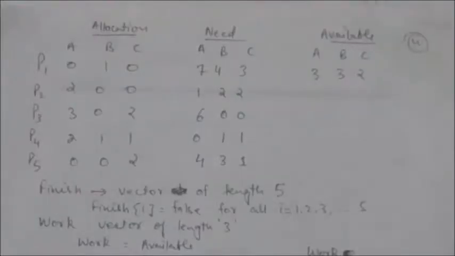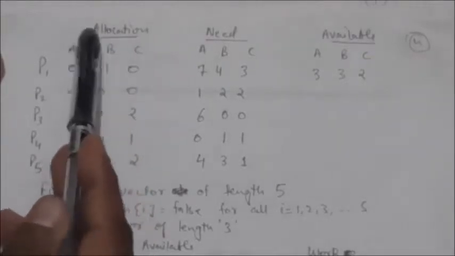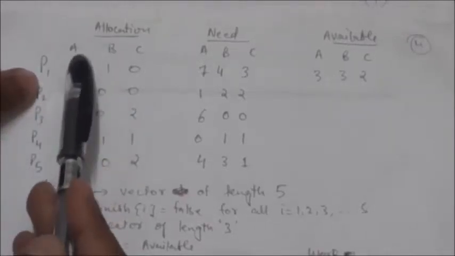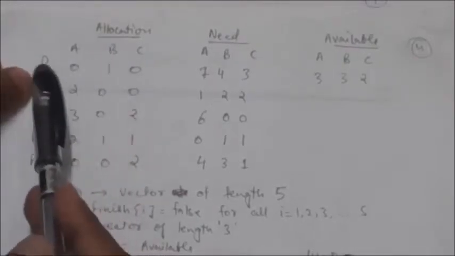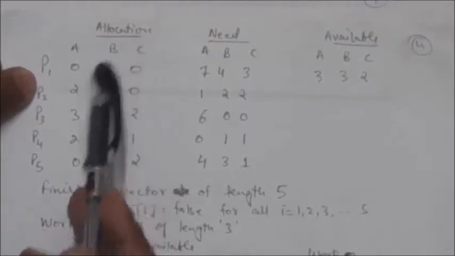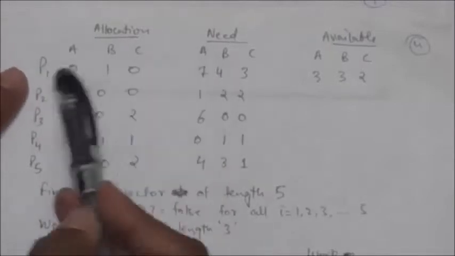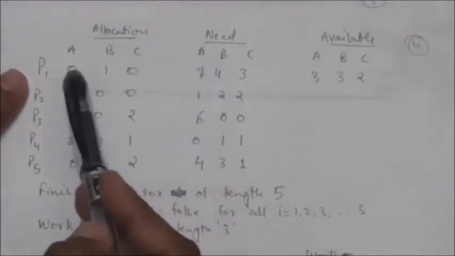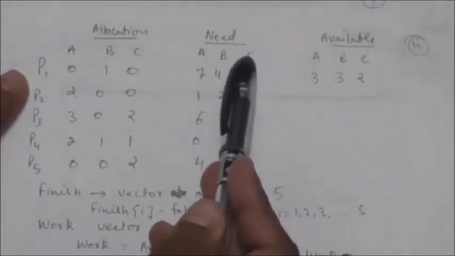Let us see how this algorithm works. Suppose there are 5 processes in the system, P1, P2, P3, and so on up to P5, and there are 3 resource types A, B, C. This is the allocation matrix. Here you can see that process P1 is allocated 0 instances of resource type A, 1 instance of resource type B, and 0 instances of resource type C. This is the allocation matrix. This is the need matrix. In the need matrix you can see that process P1 needs 7 instances of resource type A, 4 instances of resource type B and 3 instances of resource type C.